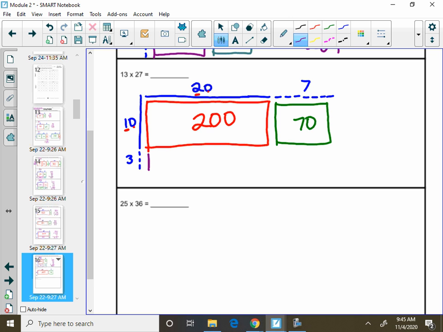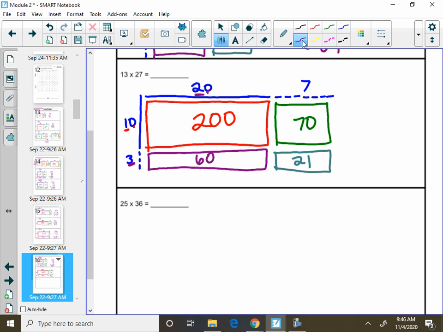3 times 20. Let's see, for 3 times 20, I would do this. 3 times 2 is 6. A 0 in the problem, a 0 in the answer. Oh my gosh, are you guys already looking at that last one? The biggest one we've done already. All right, let's not forget this last section, though. 3 times 7 is 21.